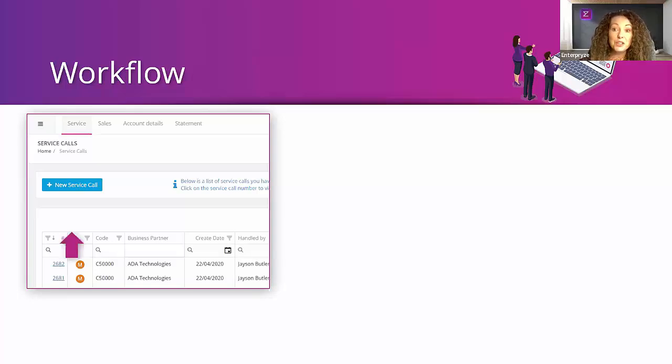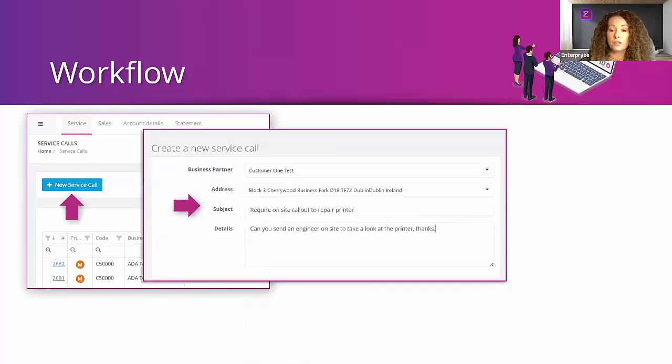They can add a new service call. Now it's limited. So when they add the new service call, it's very limited. You can see there their business partner or their customer name is automatically set. The subject and the details, that's all they get to enter. So simply just what is the issue? What are they reporting? That will of course come through then to the platform for you to manage, and that will come through to a queue as unassigned, and then you'll be able to assign that to a technician.